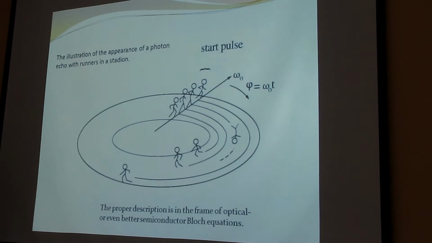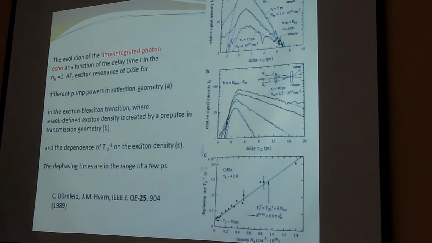Now comes the second pulse, and the second pulse says, turn around. Then they turn around and run back again, and you see the one which is the fastest has the longest distance to go, but when he goes back, he also is the fastest. And so after twice the delay time, they are all again here, just showing in the opposite phase, and this describes the radiation of this photon echo.